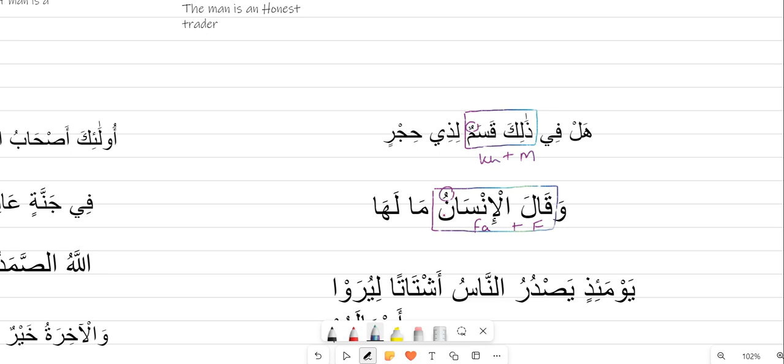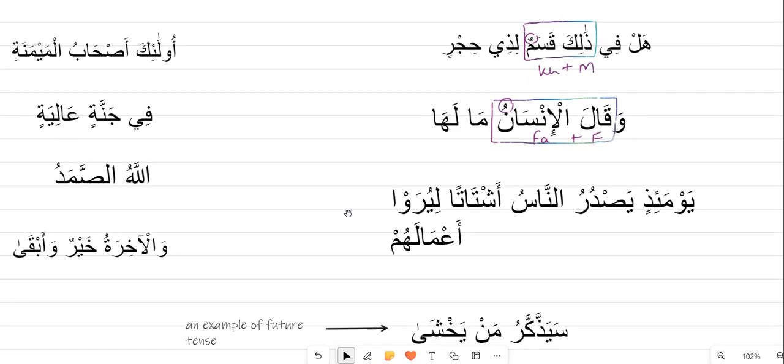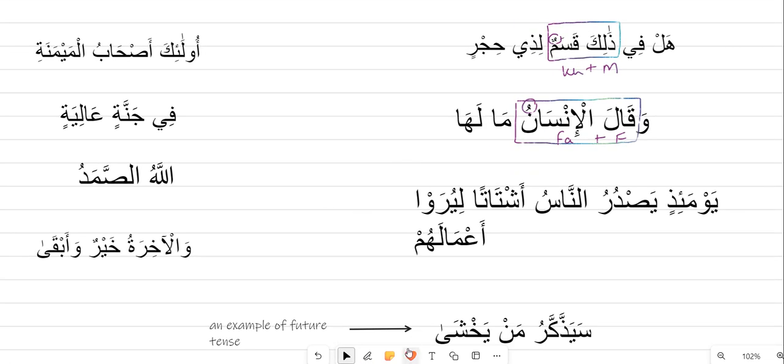And now we have the third example. I took this example purposely to show you the present tense, yasdurunnasu. So we will just concentrate on this. It's the fail and we have the file. What is the proof that it is the file? The dhamma.